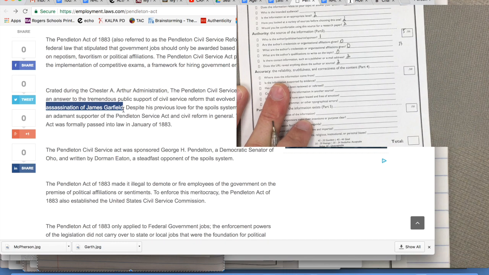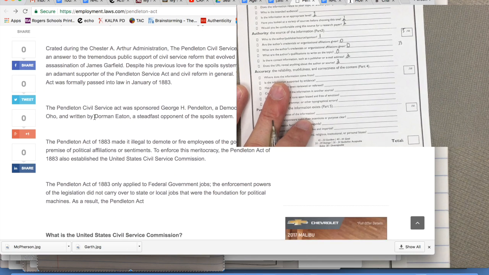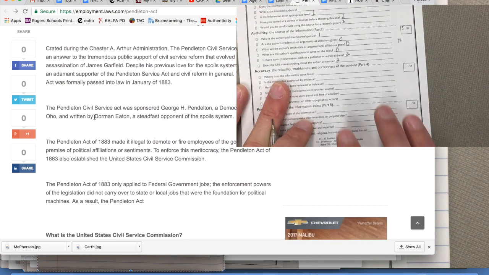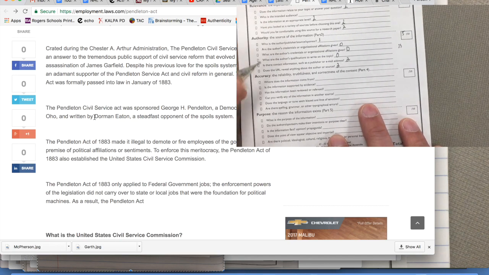Well, I know that's true because I've read other sources. Despite his previous love of the spoils system, Arthur became an adamant supporter of the Pendleton Service Act and civil reform in general. I know that's true because I've seen it in other sources. And so I am going to give this a 2 because I know that it's reliable and truthful.